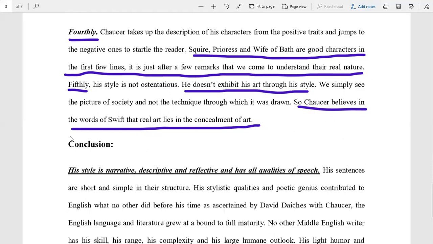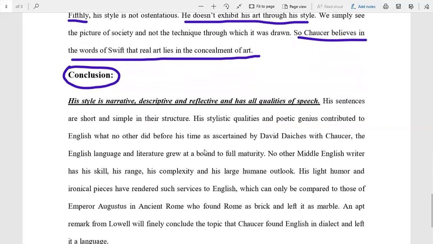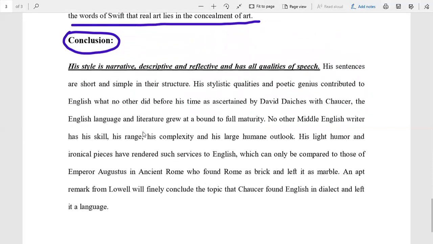If we are to conclude the discussion, we can say that his style is narrative, descriptive, and reflective, and has all qualities of speech. His sentences are short and simple in their structure. His stylistic qualities and poetic genius contributed to English what no other did before his time, as ascertained by David Daiches.